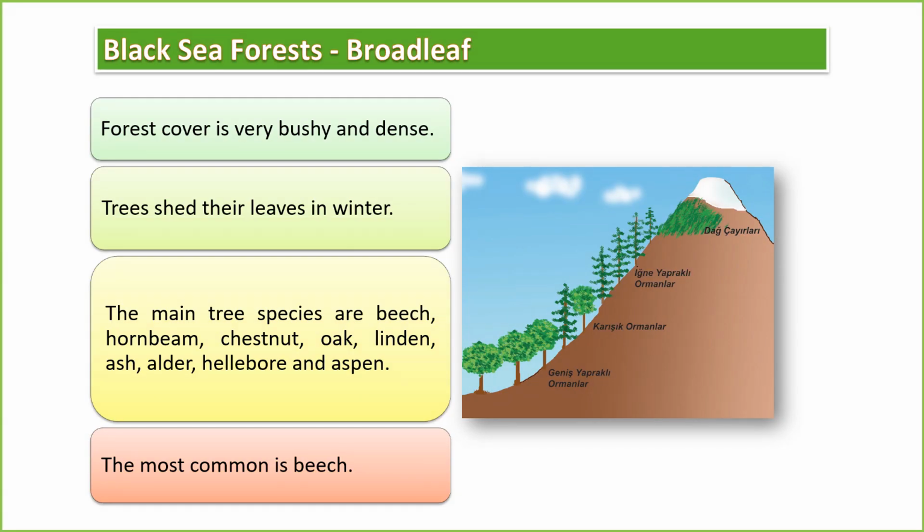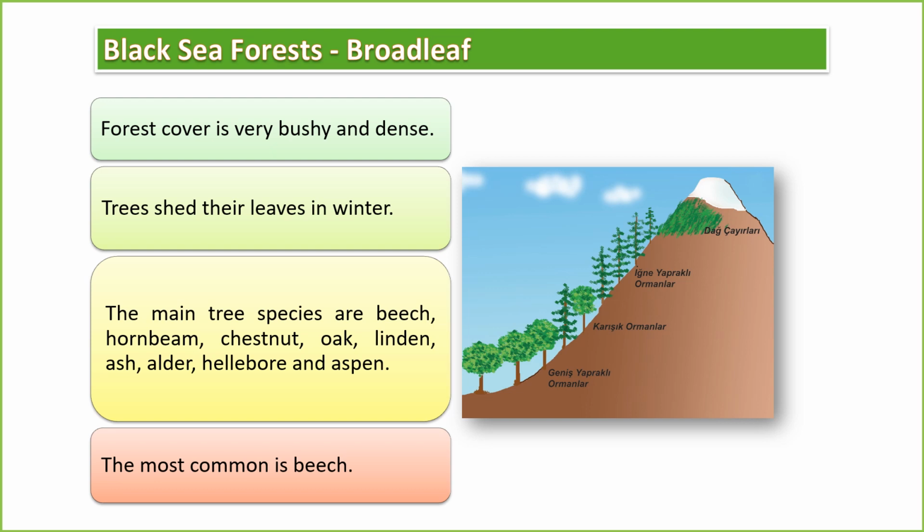Dense vegetation and tree species in Black Sea forests. The forest cover in the Black Sea region is characterized by its lush and dense vegetation, creating a rich ecological environment. Here are some key features. 1. Dense and bushy cover. The forest in the Black Sea region is known for its dense and bushy vegetation, creating a vibrant and green landscape.